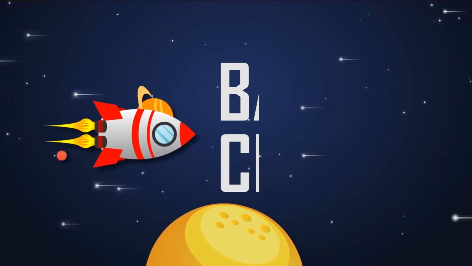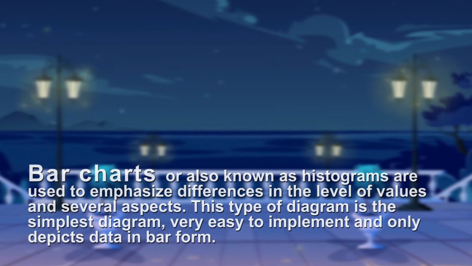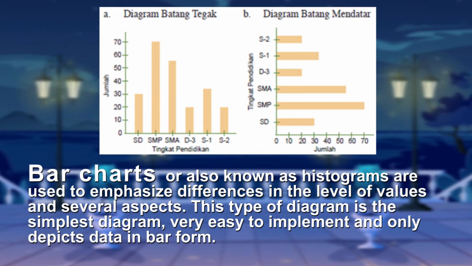Our discussion topic is the bar chart. Bar charts, also known as histograms, are used to emphasize differences in the level of values in several aspects. This type of diagram is the simplest diagram. It is very easy to implement and only depicts data in bar form.